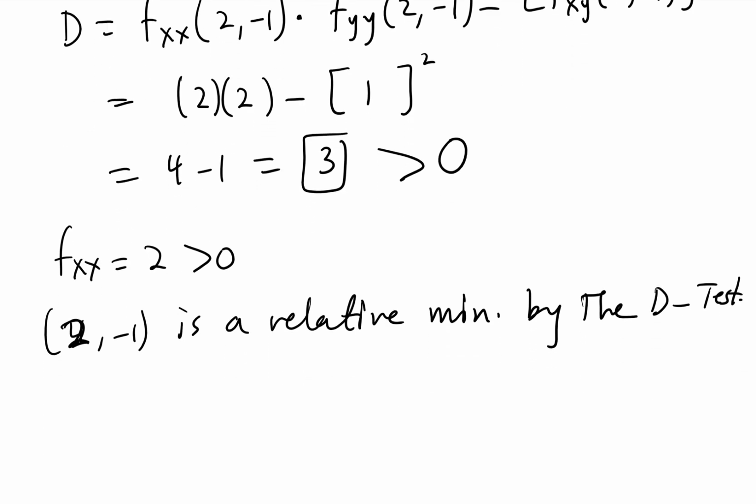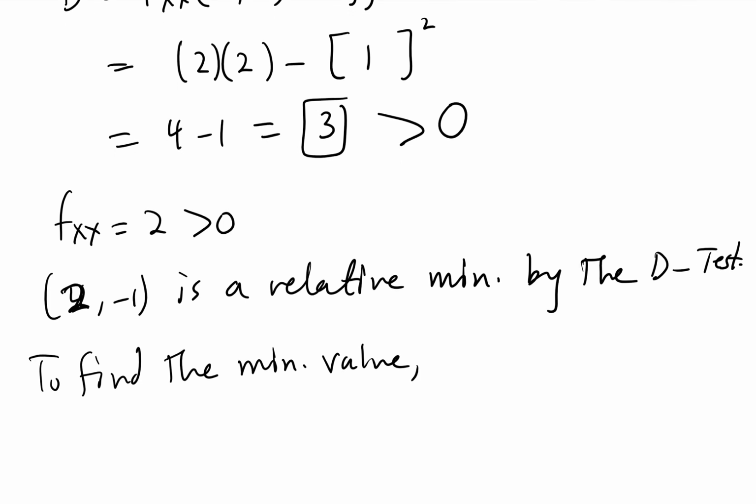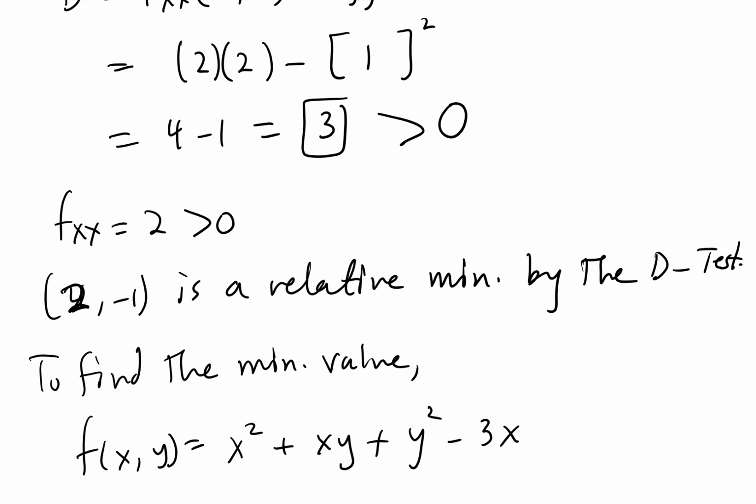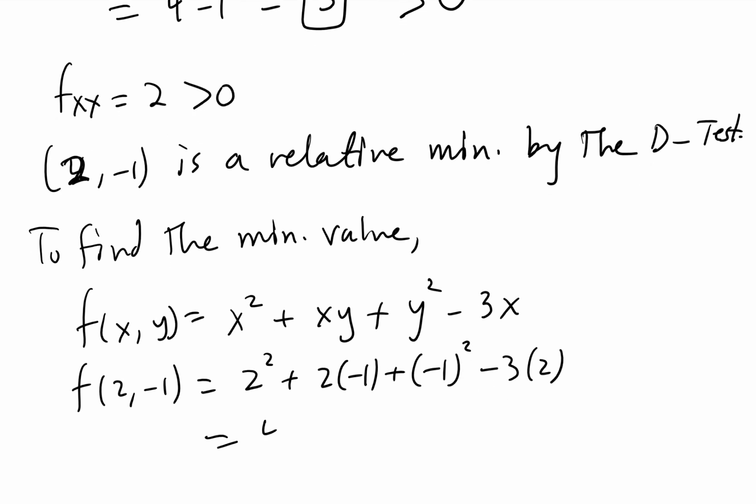To find the minimum value, what do we do? We evaluate the function. Let me write the function again. x squared plus xy plus y squared minus 3x, evaluated at that point, (2, -1). So it's 2 squared plus 2 times -1 plus -1 squared minus 3 times 2. That gives us 4 minus 2 plus 1 minus 6, or -3.